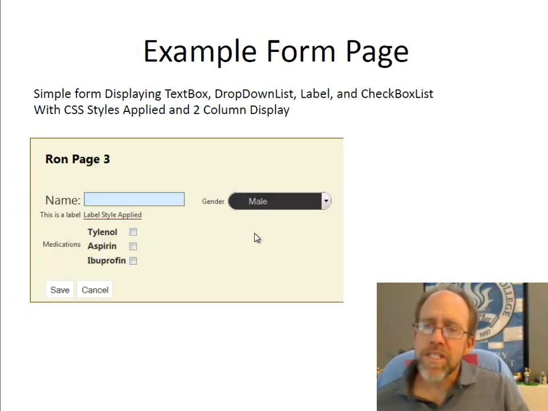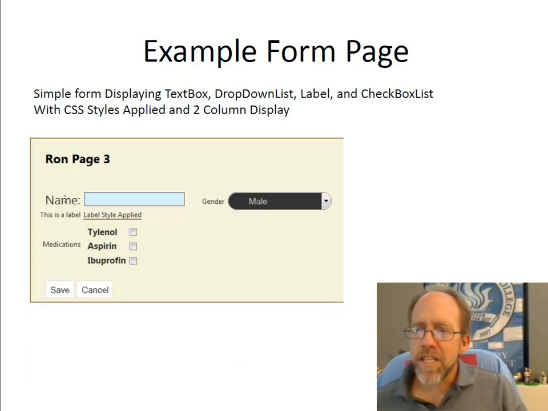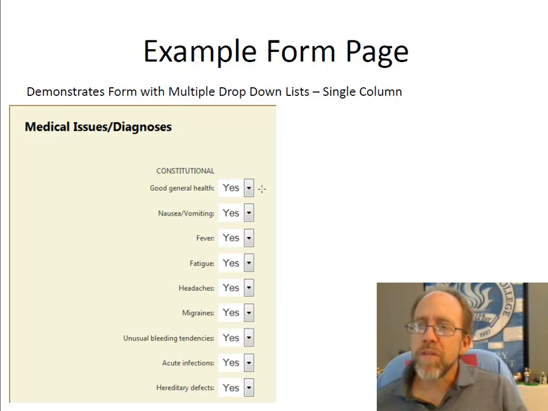So a form page would look something like this, and this has custom CSS applied to each form element. So you have the name, and then you have the text box, that's the label, and then the element itself. You have a label, gender, and in this case it's a drop-down list, a label with a style applied, and a checkbox list. Another example would be one with multiple drop-down lists, let's say yes, no.